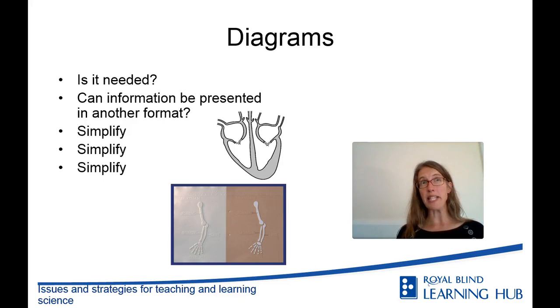Other diagrams might be diagrams commonly used like setting up an experiment. Now, in that instance, it can often be very complicated, and for a severely visually impaired learner, it would be often more beneficial to either set up the experiment using the actual bits of equipment or to explain how the experiment was set up. Complicated diagrams of experimental setup can be very difficult to access. So presenting that in another format is often good.